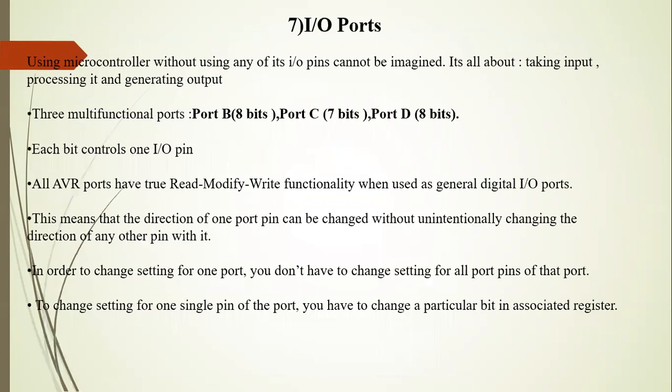Now coming to the most important part of our microcontroller, the input output ports. What are these input output ports? You must be remembering that we have discussed that the Atmega has 23 input output pins. These pins are divided into three ports: port B, port C, and port D. Port B has 8 pins, that is 8 bits, port C has 7, and port D has 8.